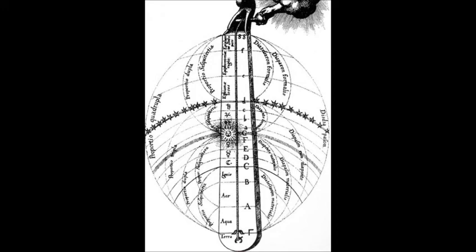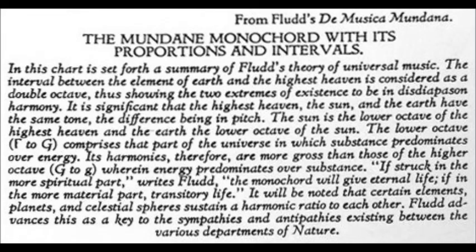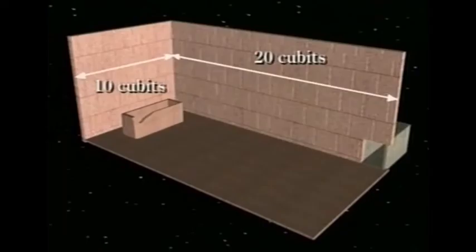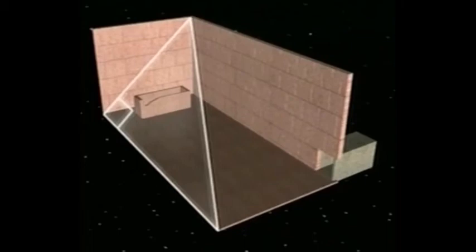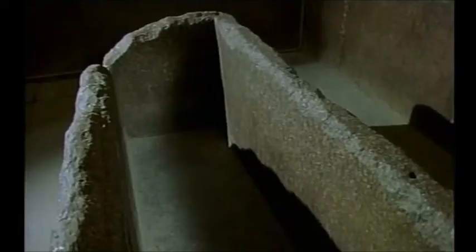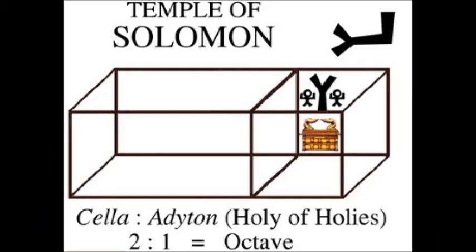I'm not sure if this is readable, but it talks about the music of the spheres and the mundane monochord. And this is the King's Chamber, which is 10 by 20. Another 3 by 4 by 5 triangle. And as you can see, it's all a depiction of an octave, just like the Holy of Holies.